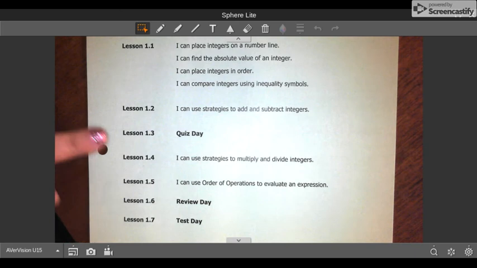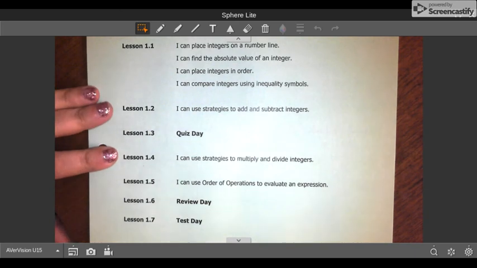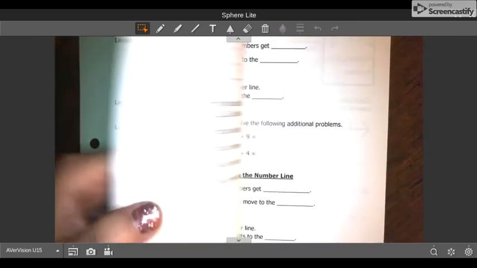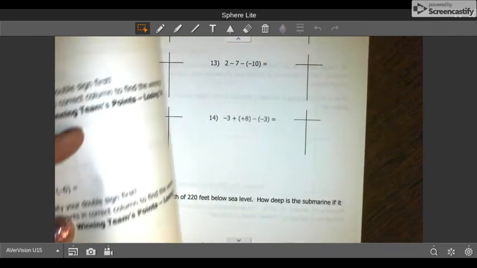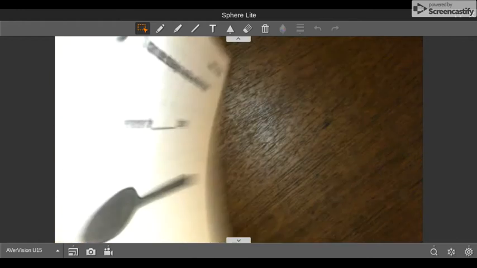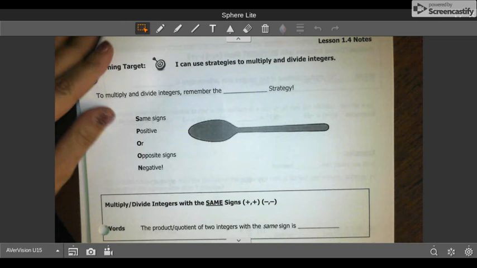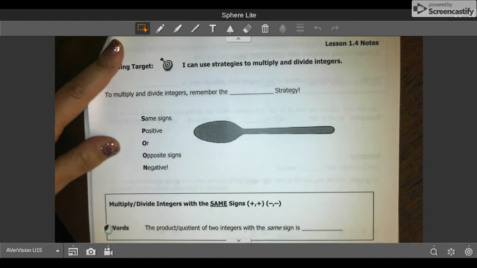Hi, today we're going to go over lesson 1.4. I can use strategies to multiply and divide integers. So I'm going to go ahead and flip to lesson 1.4. I can use strategies to multiply and divide integers.